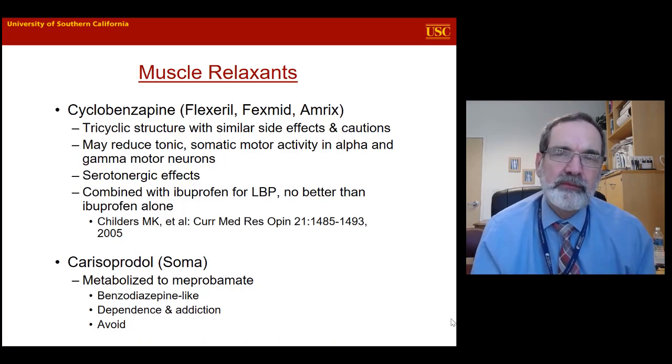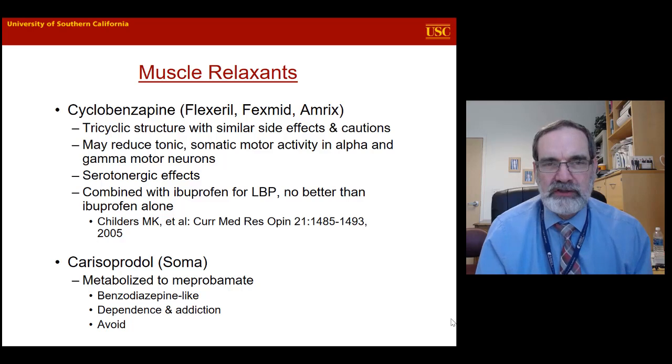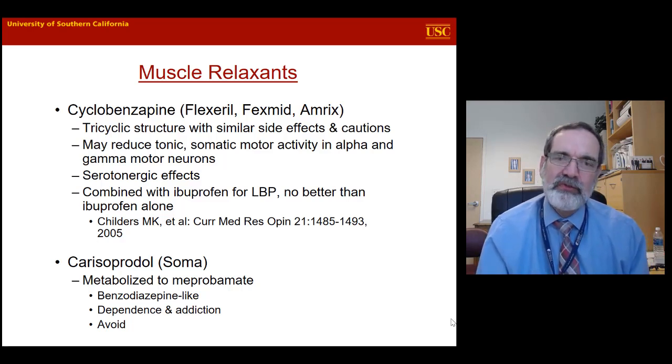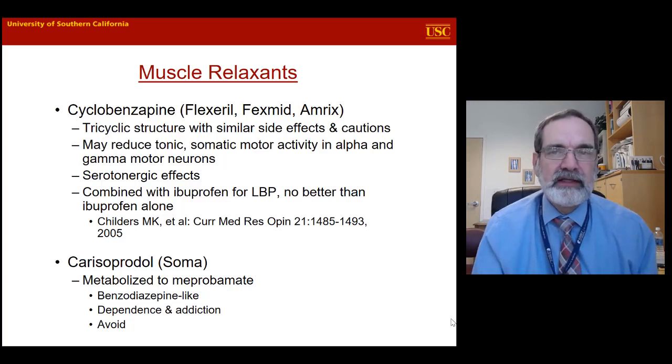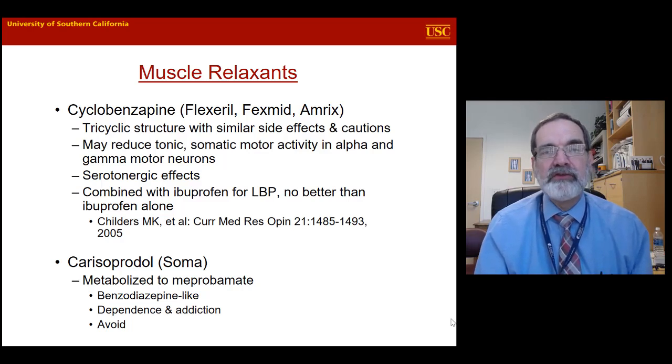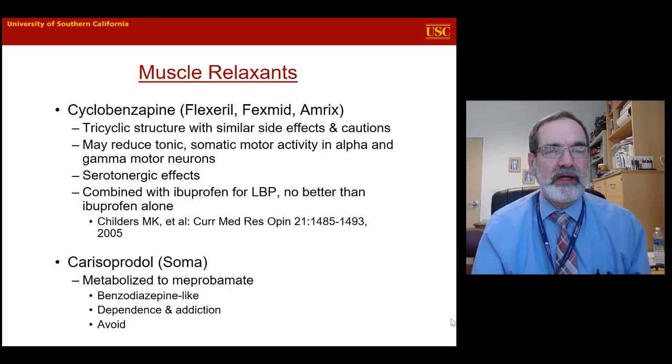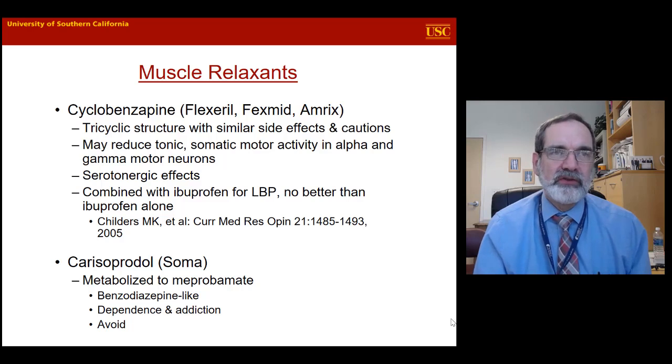Cyclobenzaprine, most commonly known as Flexeril. As I mentioned, it's tricyclic in structure. Here's at least some thoughts about how it may work. It may reduce tone and somatic muscle motor activity in the alpha and gamma motor neurons. It does have serotonergic effects like all the tricyclics, so it has to be thought about if other serotonergic drugs are around so that we don't run into toxicity from too much serotonin, called serotonin syndrome.